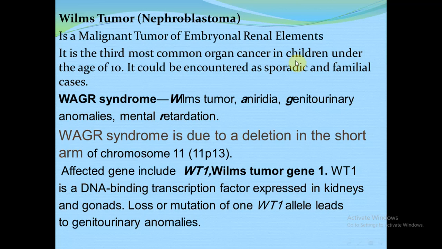طبعا Wilms tumor ممكن يجي البيشنت عنده ووجر syndrome. الووجر syndrome واحد من عندها Wilms tumor. هذه W هي Wilms tumor، ال A هي aniridia absence of iris، هنا الgenito-urinary anomalies G، وال R هي mental retardation. طبعا loss or mutation of one allele of the Wilms tumor gene leads to genito-urinary anomalies.